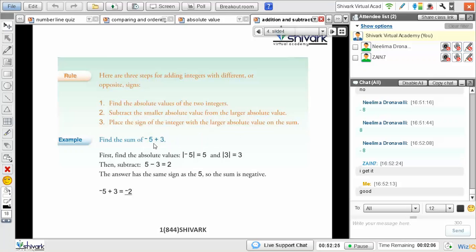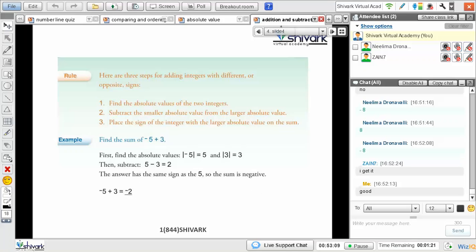Okay? So let's see. I need to find the sum of minus 5 and 3. We find the absolute values first, 5 and 3. Even though we are adding, they are integers of different signs. So what are we going to do? We're going to subtract the smaller number from the bigger. So 5 minus 3 is 2. Now I need to find the sign of this answer. Is it positive 2 or negative 2? 5 is the bigger number between 5 and 3, and it has a negative sign. It's a negative integer. So I'll put minus 2.